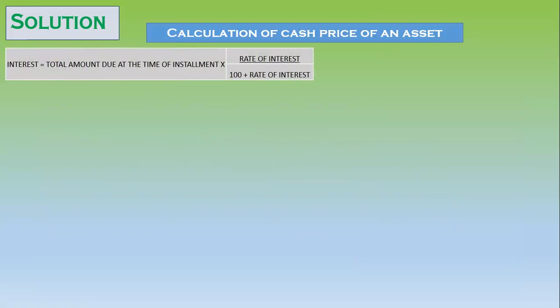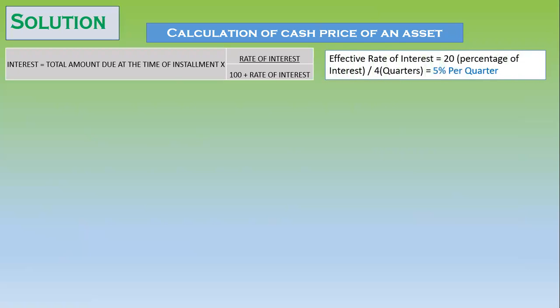Now we will move on to the solution for this problem. We have already discussed the formula to calculate the interest. The difference here is that the installment amounts are paid on a quarterly basis, so they are paying over 4 quarters. The interest rate for this problem is 20%, but we can't take 20% because it is per annum. Quarterly means 1 by 4, so 20 by 4 gives 5% per quarter. So for this problem we need to consider only 5% as the interest rate.